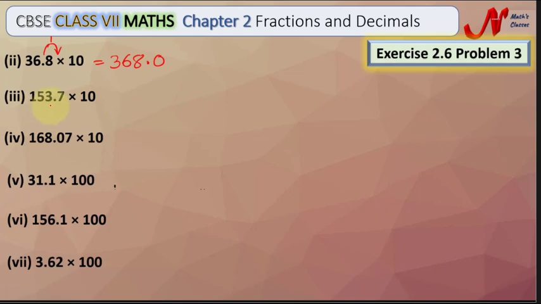Next, 153.7 into 10. Here also we have only 1 zero, so we shift the decimal point one place to the right. So we can write it as 1537.0. It is nothing but 1537. So next, 168.07 multiply with 10. So here also we have only 1 zero, so we shift the decimal point one place to the right.